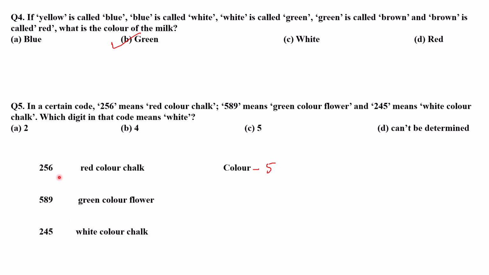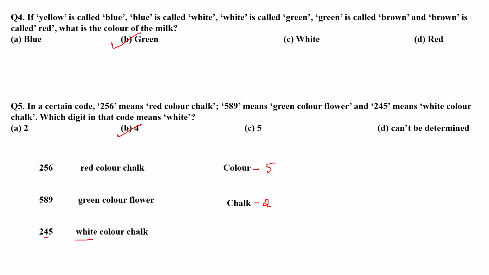Now 5 we can remove because 5 is for color. That we came to know. Now apart from 5, what is common in first and third? Which digit is common in first and third? So it is 2. So from here I can say the digit for chalk is 2. So it means for white it will be 4. So B is the correct option. So you have seen here that I have covered 5 coding questions and all the questions were completely different, isn't it? There was no repetition of the question.